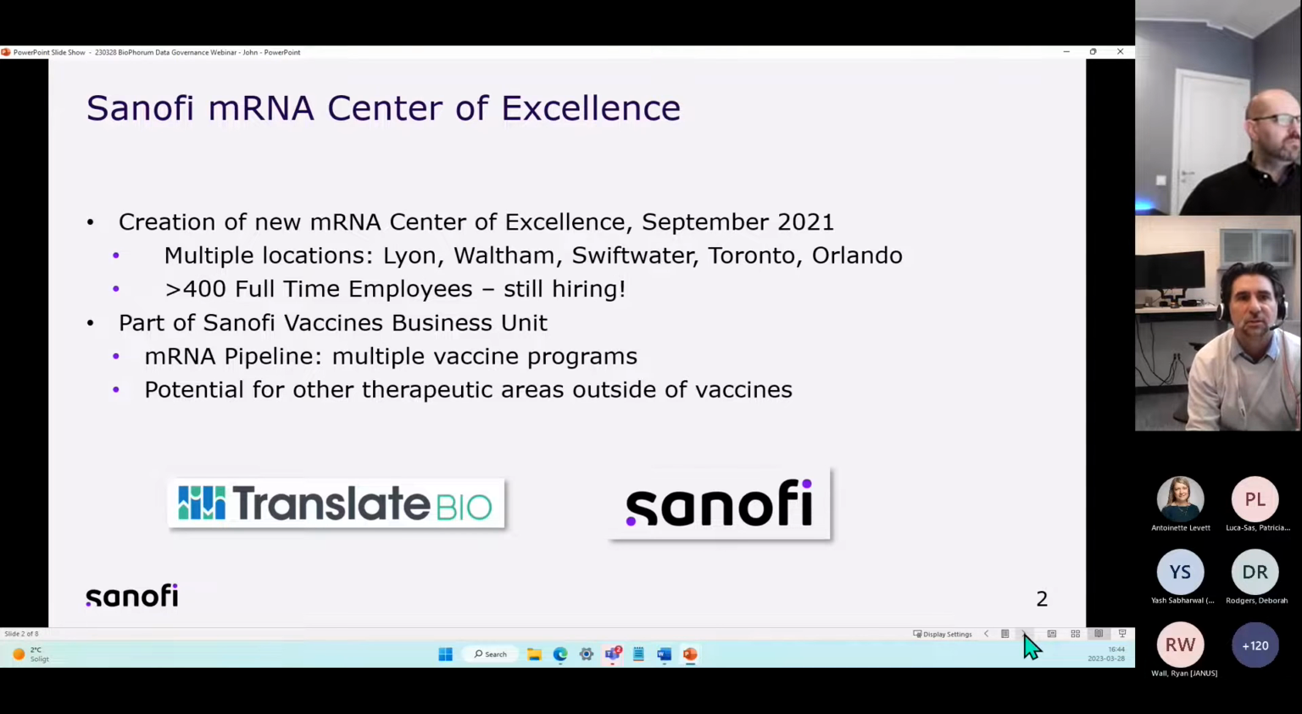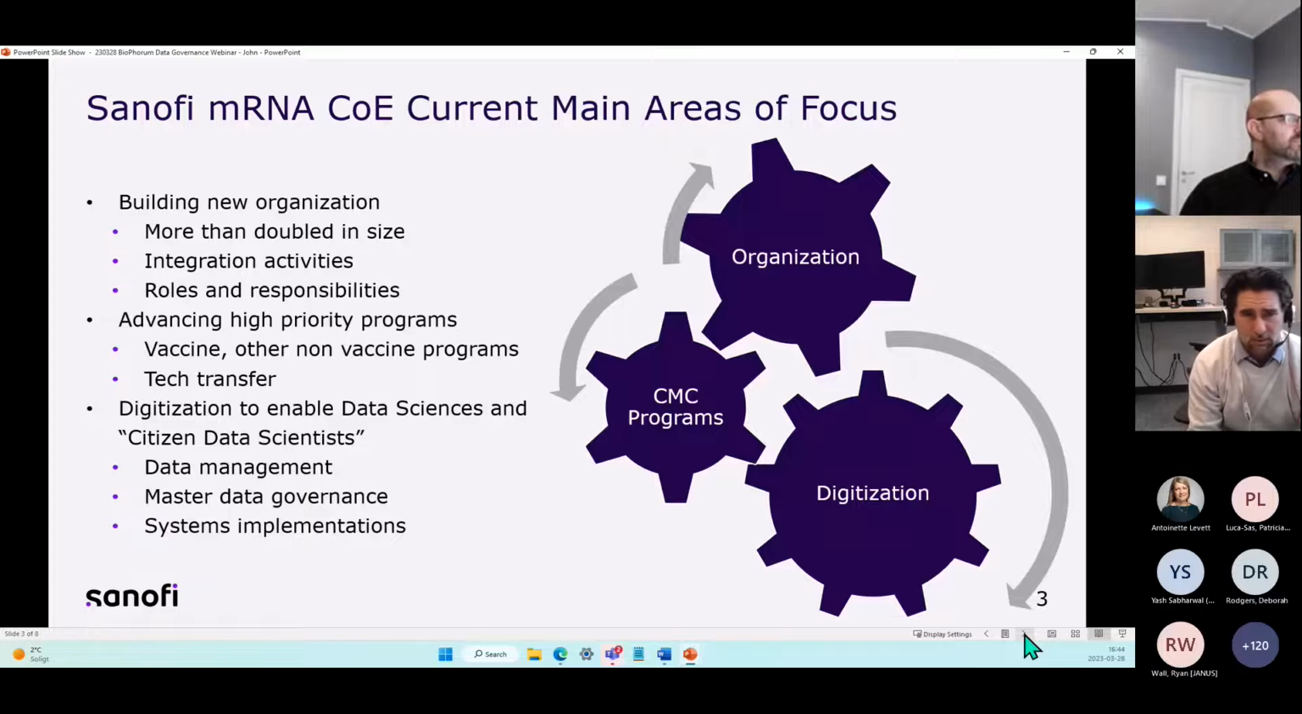So next slide, please. Our main areas of focus last year, we had multiple areas of focus. Number one, we needed to really build the organization, where over the course of 2022, we've more than doubled in size. So many new people to bring on.